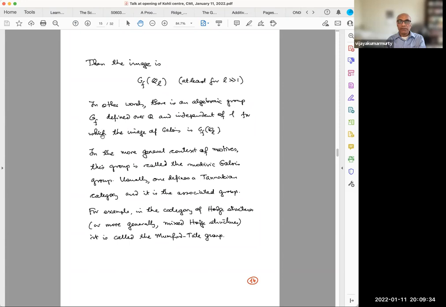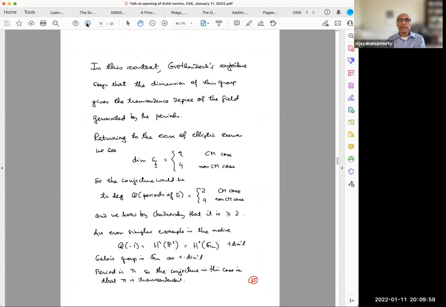This G sub F you can think of now as a motivic Galois group. Okay. So usually you make this more generally in a Tannakian category, and it's the associated group such that every object in the Tannakian category is a representation of that group. For example, if you took the category of Hodge structures or even mixed Hodge structures, it is the Mumford-Tate group. Okay. So in this context, Grothendieck's conjecture says the following, that the dimension of this motivic Galois group gives the transcendence degree of the field generated by the periods.